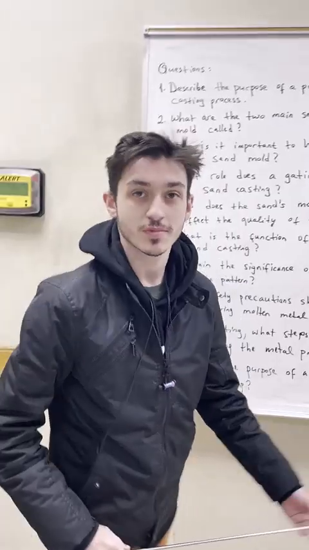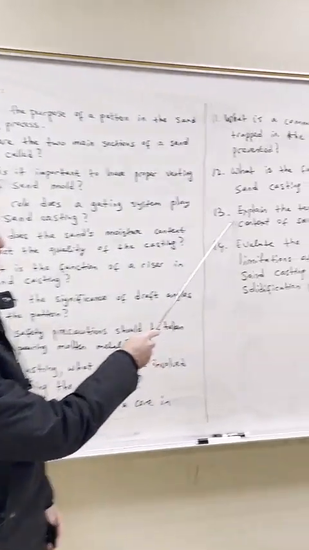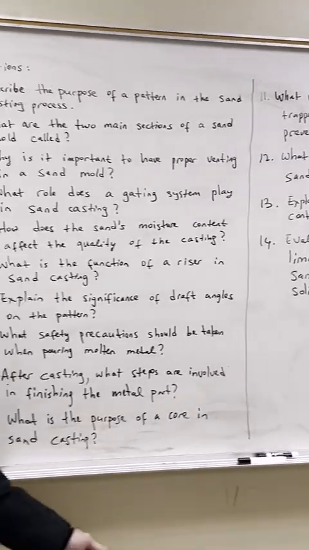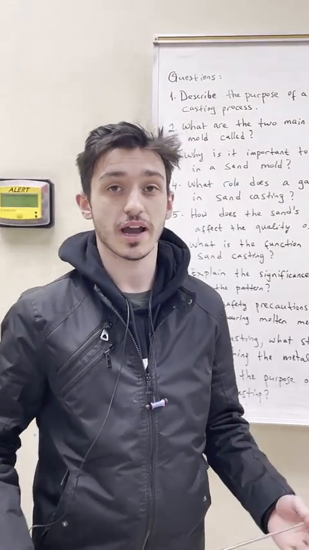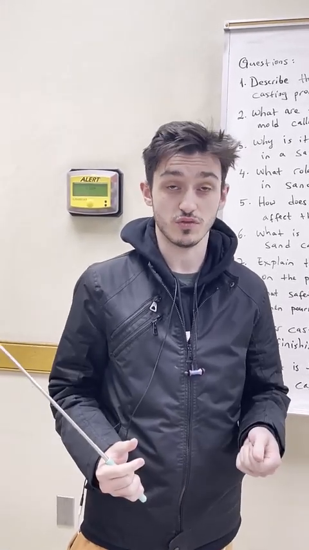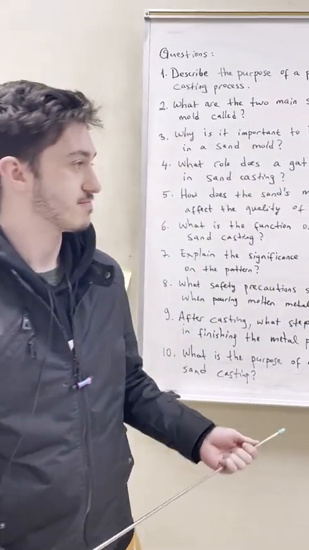Thank you, Landon. All right, I'm Devin Melton, and my question was number 13. Explain the term draft in the context of sand casting. A draft is a type of angle we put on the pattern in order to easily remove it from the sand once we are done finishing with the mold. Thank you, Devin.